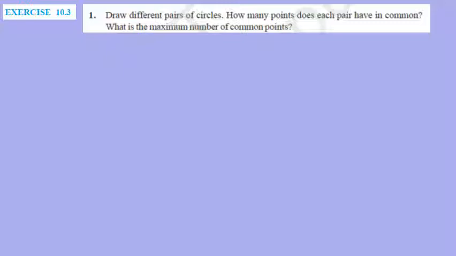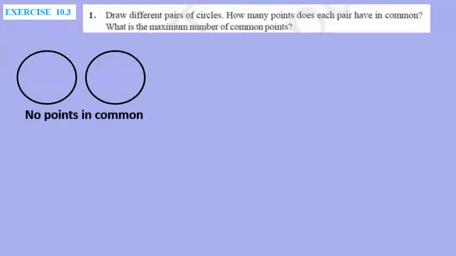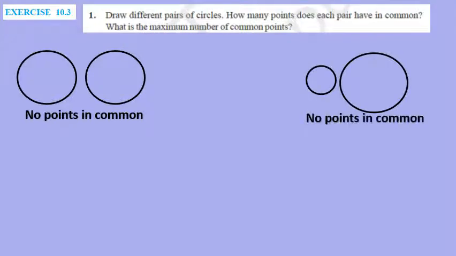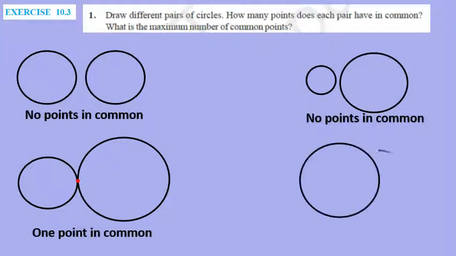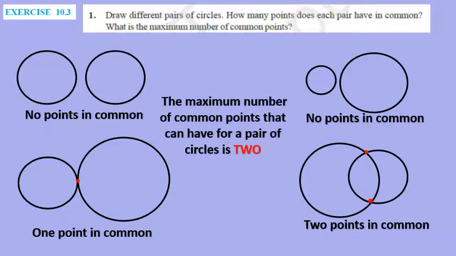So let us draw some pairs of circles. First pair, two congruent circles. There is no point in common. Now let us draw another pair, one small and one big circle. There are also no points in common. Now let us draw another pair with one common point. Now another pair with two common points. That means the maximum number of common points that a pair of circles can have is 2.